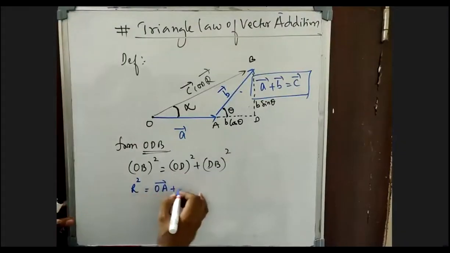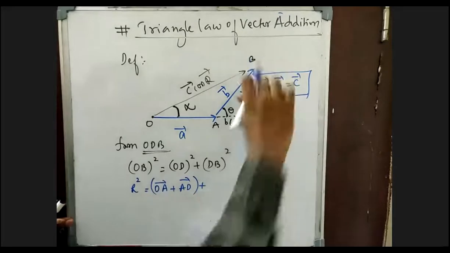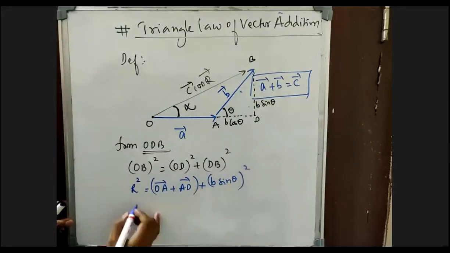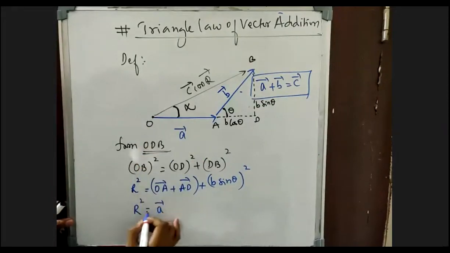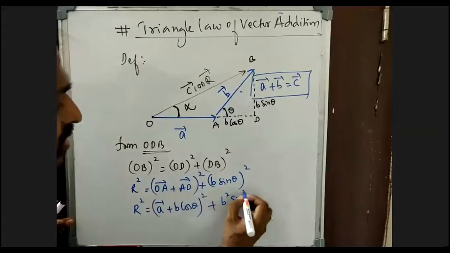That is equal to OD. OD is nothing but OA bar plus AD bar plus DB. This DB value is nothing but B sin theta, whole square. So R square is equal to OA, which is A bar, plus AD, which is B cos theta, whole square, plus B square sin square theta.